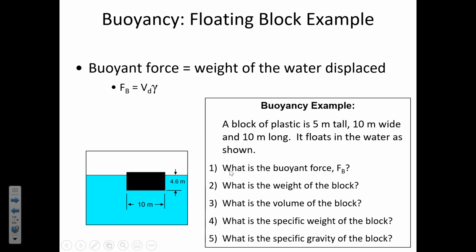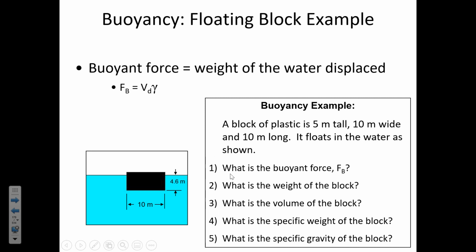Now, there's a lot that we can learn by how a submerged object floats. We can find out things like the specific gravity and the specific weight based on how an object floats in equilibrium. So here you can see I've asked some questions numbered 1 through 5, and they're asked in kind of a sequence that I think one leads to the other.